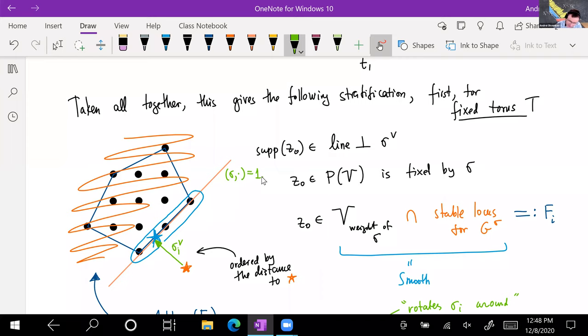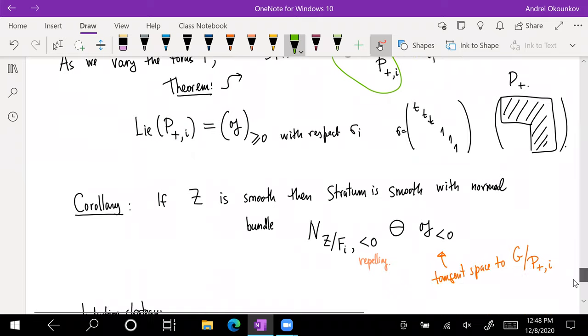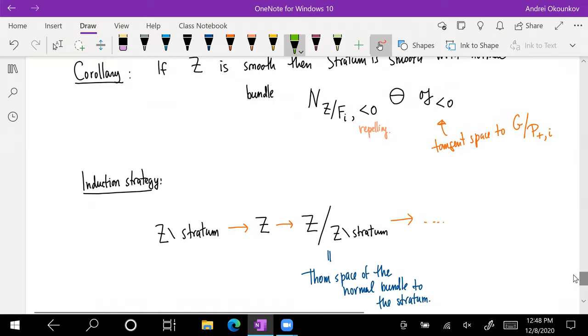Right, now going back to this, you have this phrase, "as we vary the torus T." I don't understand what... the maximal torus in a given group. So T is just the maximal torus of the group? Right. Okay. In this Hilbert-Mumford criterion, one talks about one maximal torus, but there are many maximal tori.